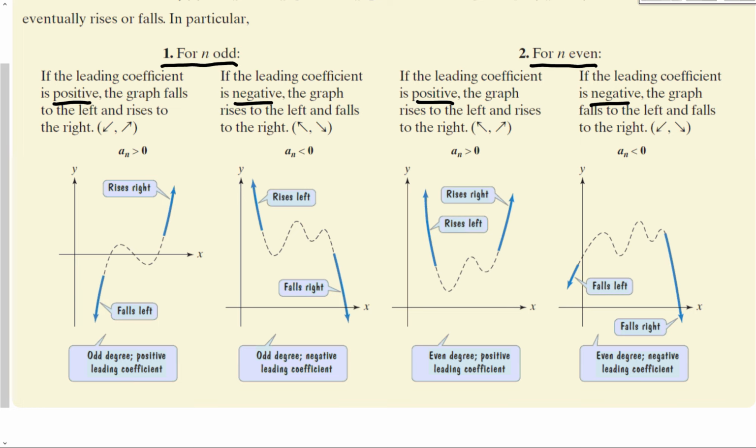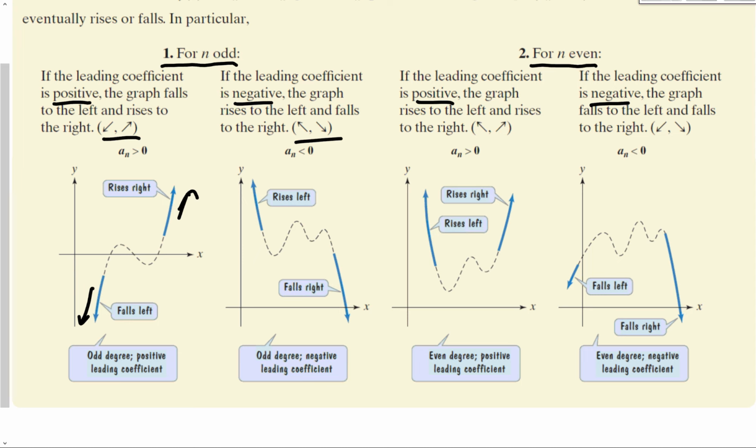So if the exponent is odd, that means that my function, my graph, is going to go in different directions. If it's positive, the graph falls to the left and rises to the right. Okay? And we can use those symbols right there. You can see that the graph is going down this way, going up this way, and who knows what it's doing in between. It could do a whole bunch of other things, right? We don't really know because we don't have the function. But all we know for sure is that it has an odd degree, positive leading coefficient, falls to the left, rises to the right.